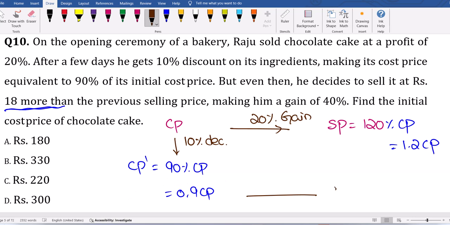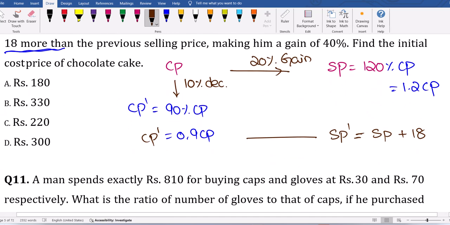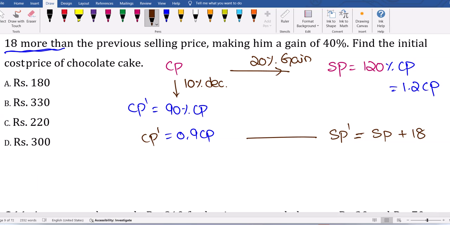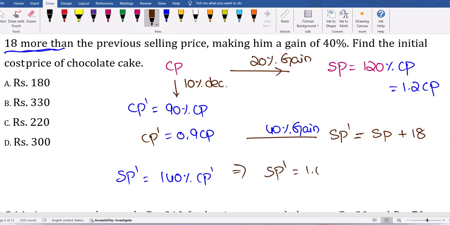Now the selling price at this time he increased. Previously selling price is SP. Now he increased by 18 rupees. Now the profit is 40%, which means SP dash equals 140% of CP dash because of the 40% gain now. So SP dash is nothing but 1.4 times CP dash.